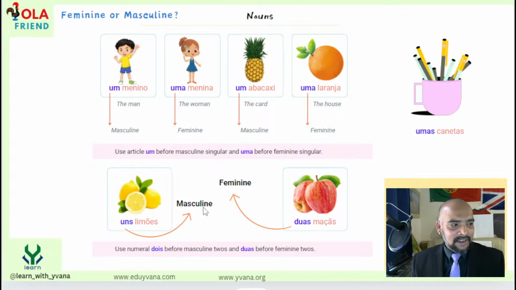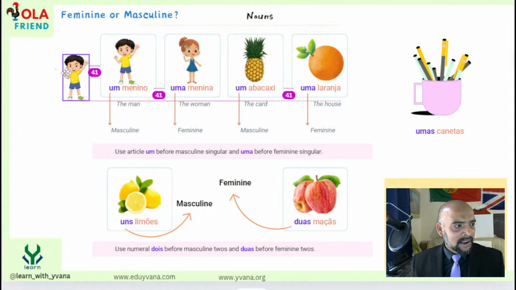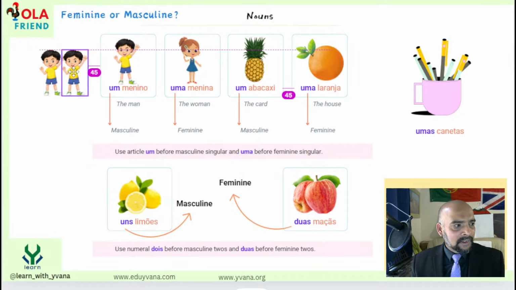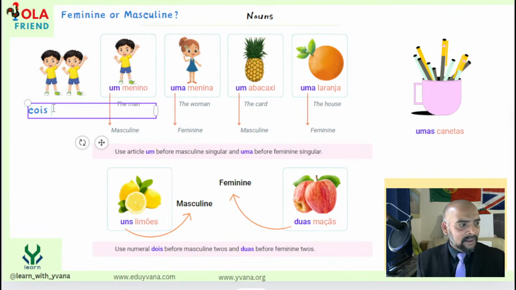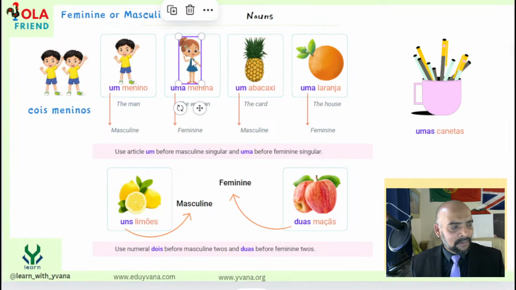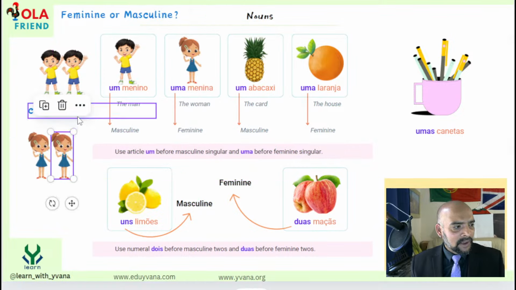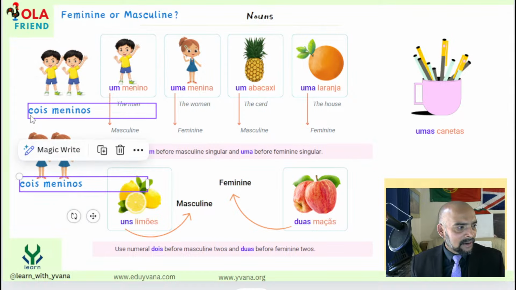Um is the masculine word, and for feminine we can use uma. This is the numeral, not the article, but even in the numeral it changes. We say duas manchas, and if there are two boys we can say dois meninos, right? If I have to say two girls, even when we use numerals, we say duas meninas. Not dois, it is duas.